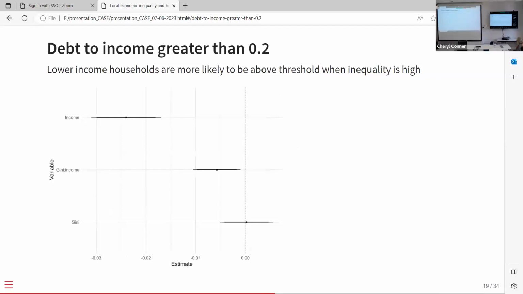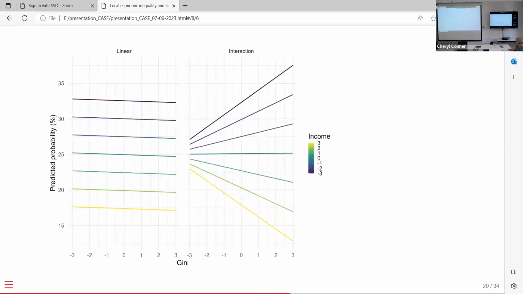Now we could look at other dependent variables. So here's above this high threshold, we still have this negative coefficient. We still see the same kind of trends depending on income groups. So higher income households are way less likely to be above this critical or this high threshold. Lower income households are way more likely to have, I guess you could call it problem debt or excessive debt, in areas of high inequality.